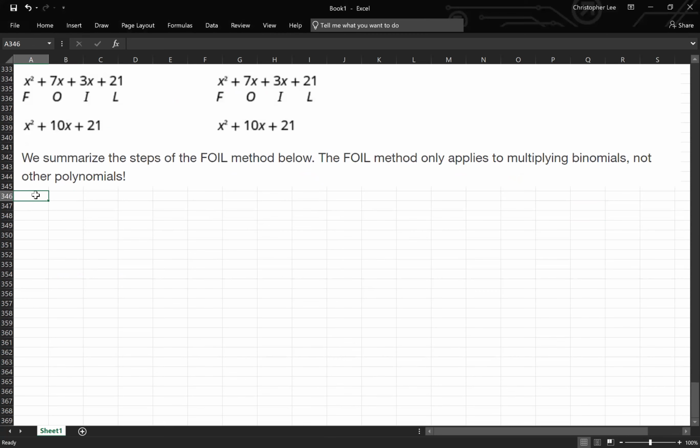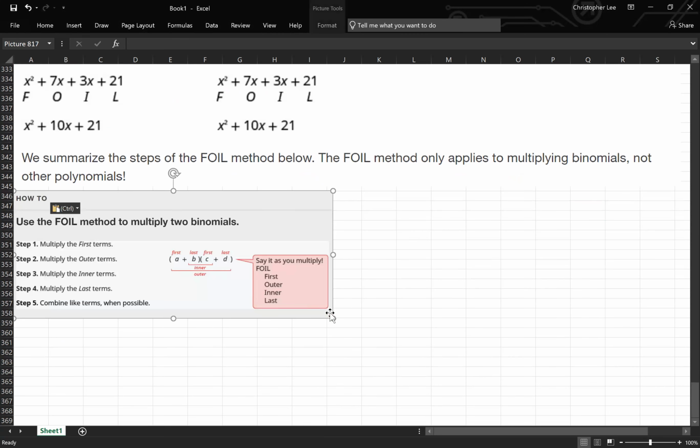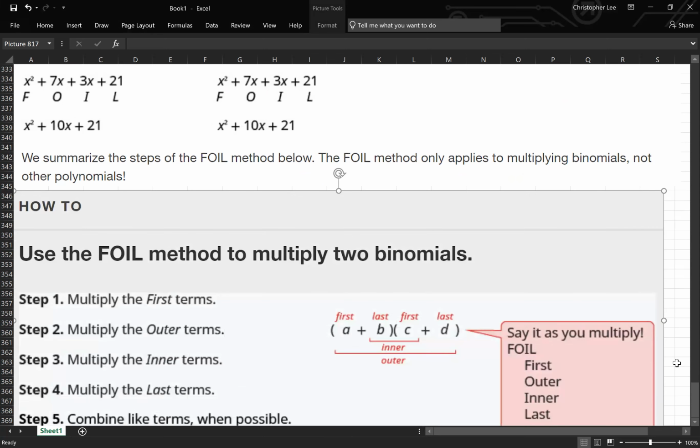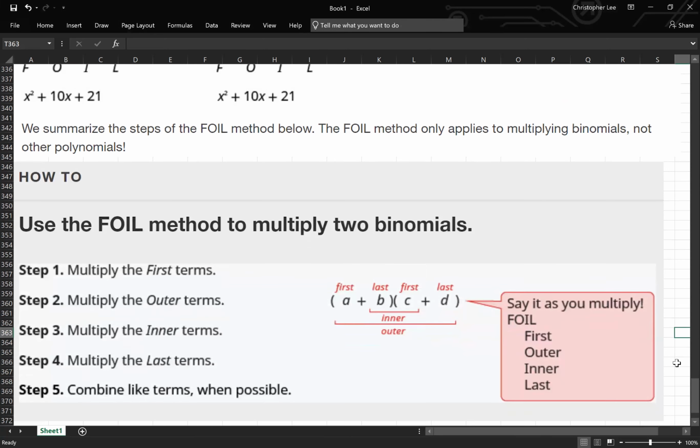Let me just give you guys some notes real quick. A little how-to. I hope this helps. I just want to make it clear for you guys. So, how to use the FOIL method to multiply two binomials.